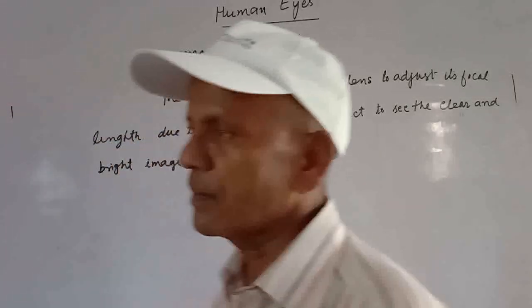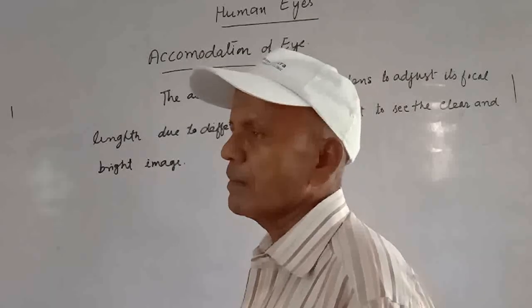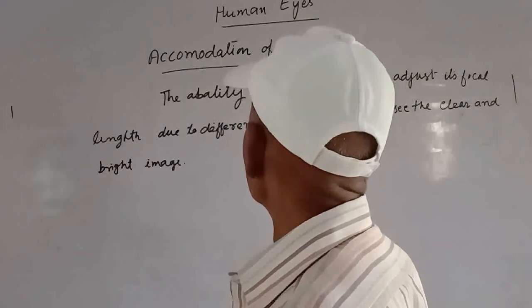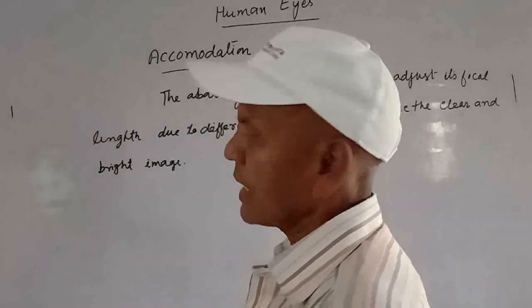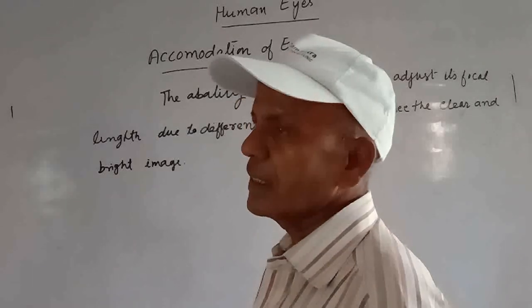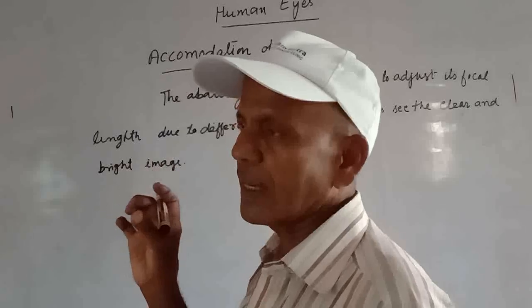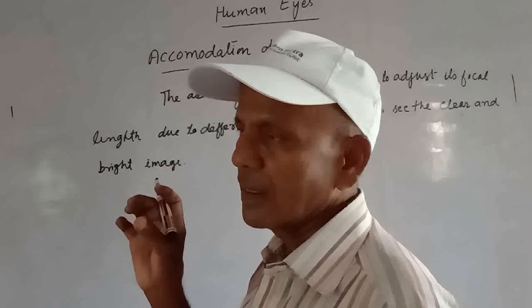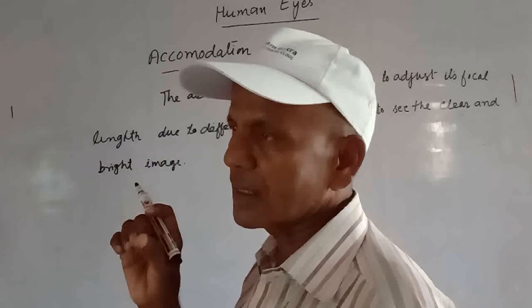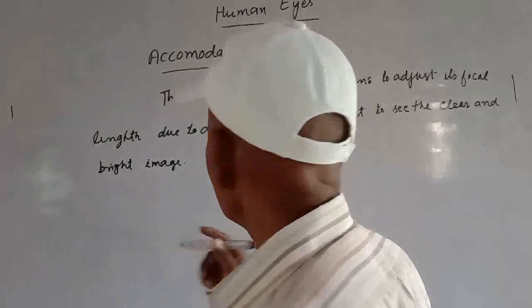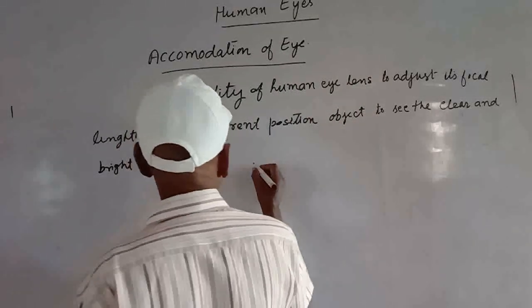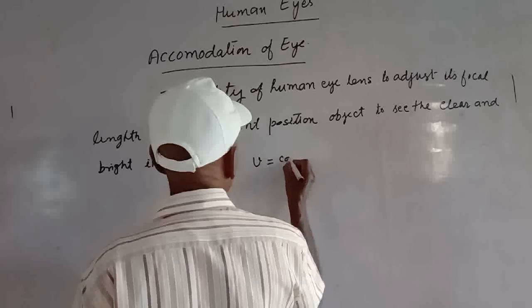For different distances of the object, the distance between the retina and the eye lens remains constant. D is equal to constant.